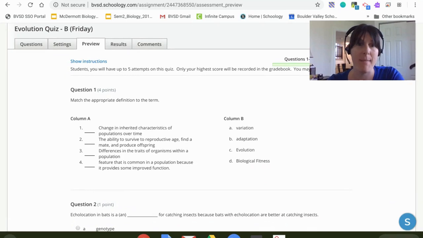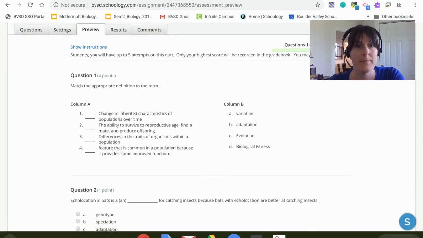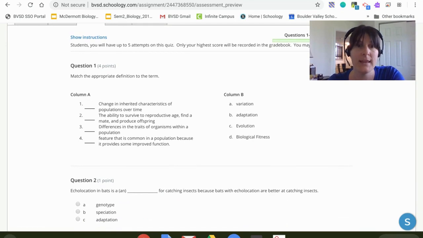Question 1. Match the appropriate definition to the term. Definition 1. Change in inherited characteristics of populations over time. Definition 2. The ability to survive to reproductive age, find a mate, and produce offspring. Definition 3. Differences in the traits of organisms within a population. Definition 4. Feature that is common in a population because it provides some improved function.